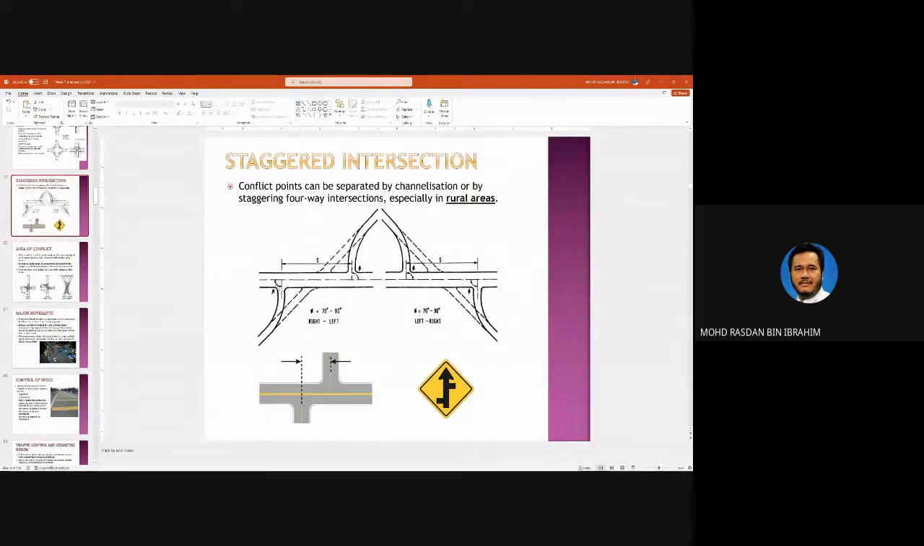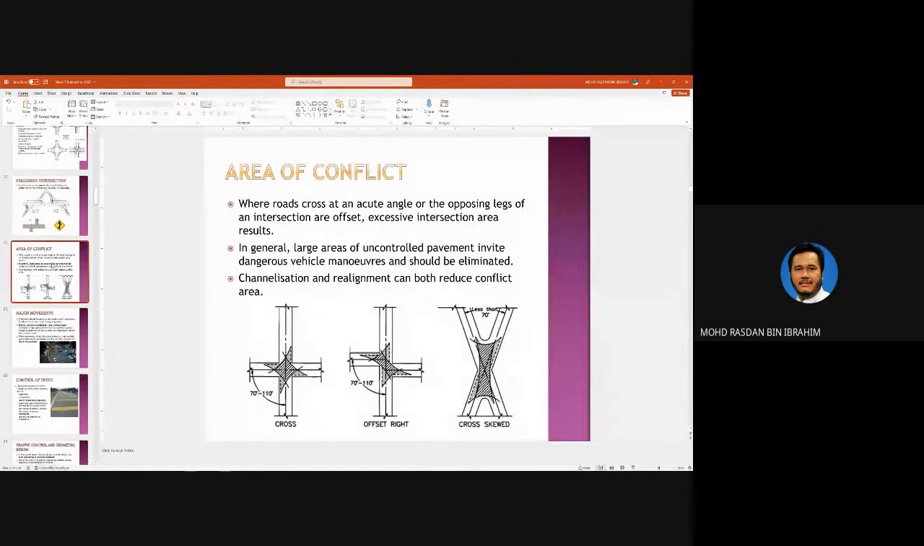Okay, but you need to determine the spacing here. We don't have the calculation right now. This is just theoretical. You understand that you can move the conflict points in this way. Okay, so this is the area of conflict.